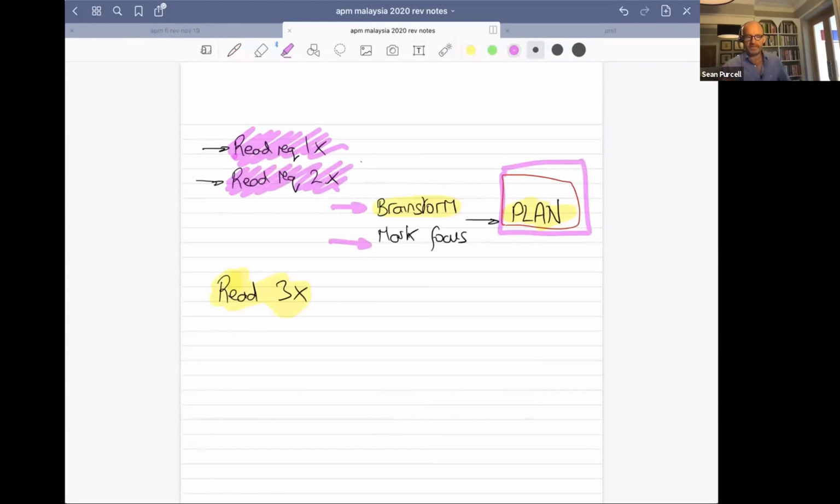You do not jump in though. What you then do, because you might have had a bit of tunnel vision thinking the question is about that, you look at your plan and you read the question a third time and see, does the plan and the third reading correlate? And often by doing this, you think, I didn't do the second bit. And that's great. We've identified it before we've wasted any unnecessary time. So really important: read it once, read it twice, brainstorm, mark focus, read it a third time. Really important.